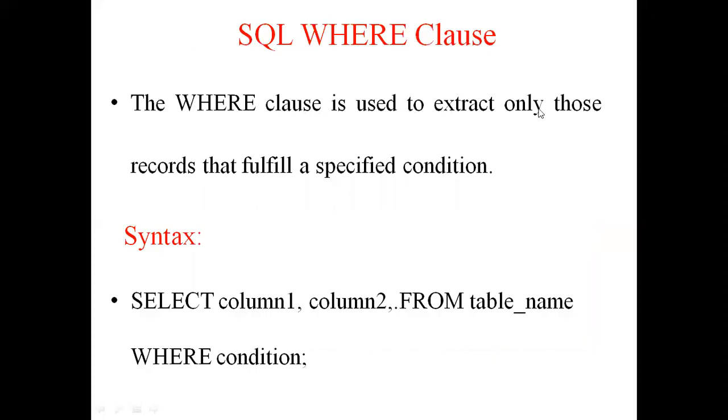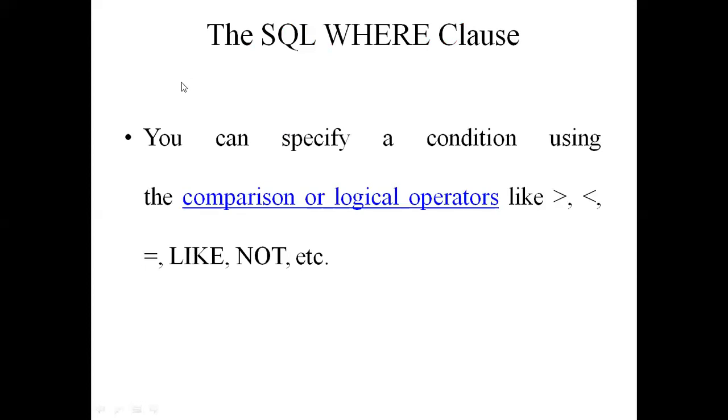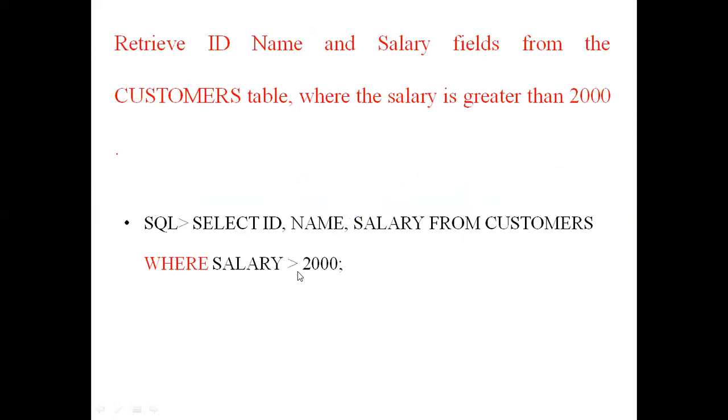The where clause is used to extract only those records that fulfill a specified condition. Depending upon the condition, the record will be retrieved. The syntax is: select which columns you want to retrieve from which table where condition. Condition means you will be using some operators, comparison or logical operators like greater than, less than, equal to, like, not, etc. We'll see some of these.